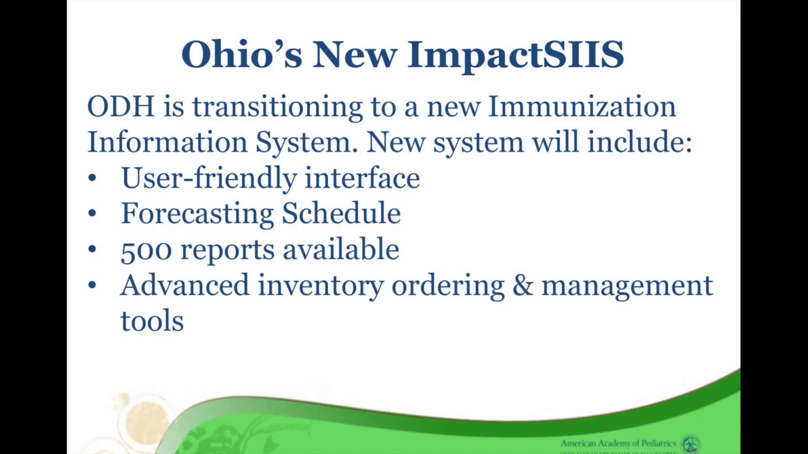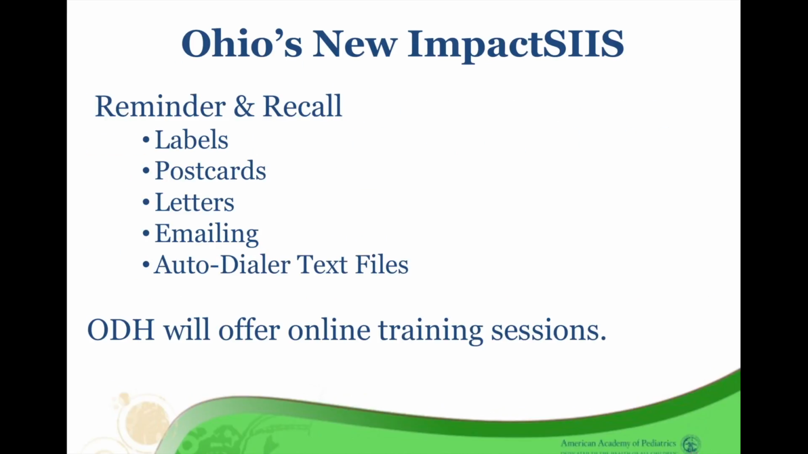Ohio's new ImpactSIIS, and there are changes that are going to be coming out. We're transitioning to a new system, which will have a more user-friendly interface. We'll be able to forecast the schedule. We'll have 500 reports that are available, and we'll have more advanced inventory ordering and management tools. Ohio's new ImpactSIIS will enable the office to do reminder and recall using labels, postcards, letters, emails, and auto dialer text files. And to orient everyone to this new system, the Ohio Department of Health will be offering online training sessions.